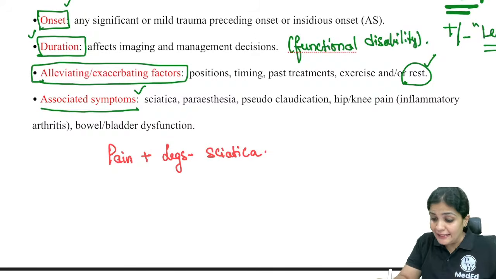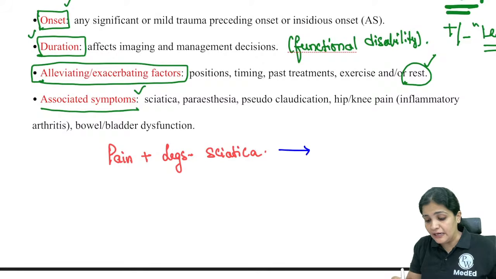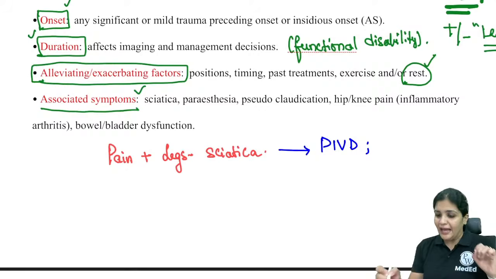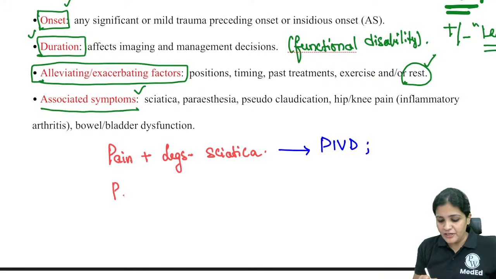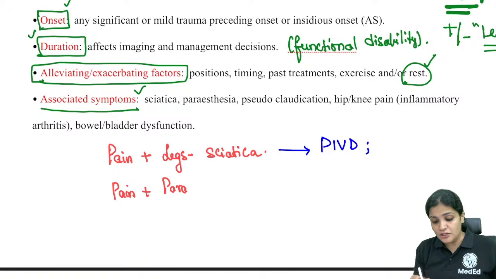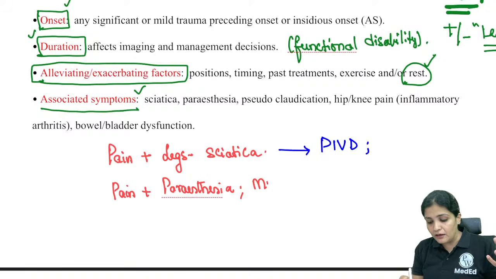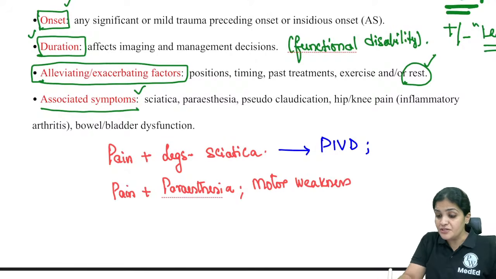So whenever there is back pain with sciatica, usually what do you have to think? You have to think it is a PIVD, prolapse intervertebral disc disease. So the most important cause would be PIVD. It is a disc prolapse. Okay. And next, if there is low back pain and now it is associated with paresthesias also, okay, so there are some sensory symptoms, some disturbance, and motor weakness is there, right? And now it is related to something which is disturbing the canal.